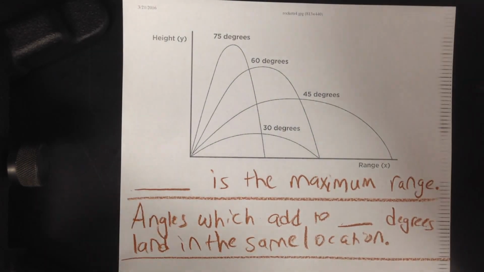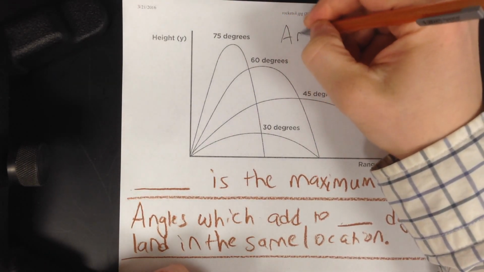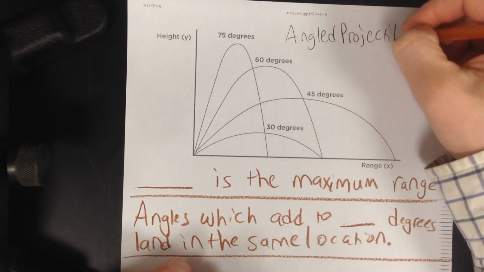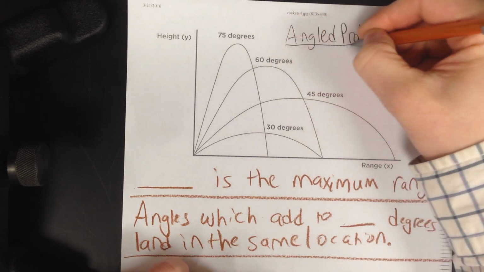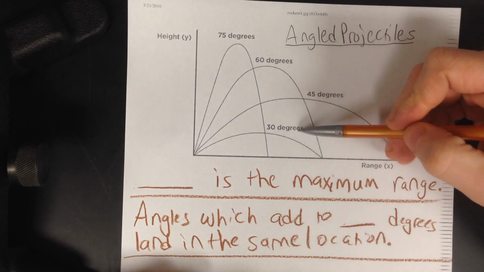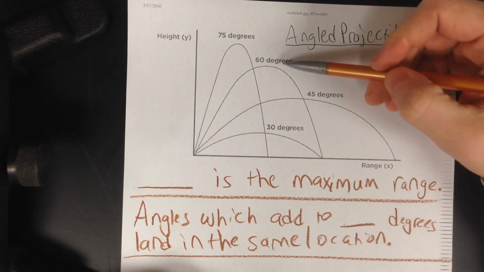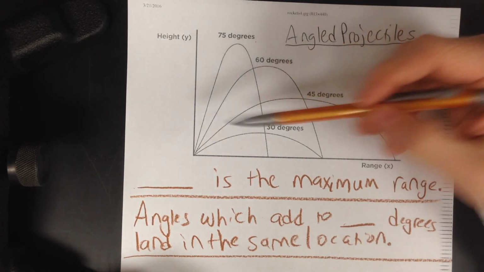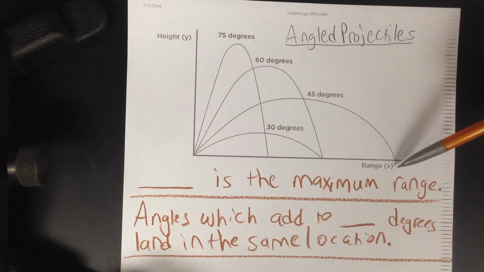Hey guys, here's your video on angled projectiles. We're going to start with a diagram here and just what that diagram shows, right? So we have a projectile launched at 30 degrees, then 45 degrees, then 60 degrees, and then 75 degrees. It shows you how high they go, and it shows you how far they go, their range.